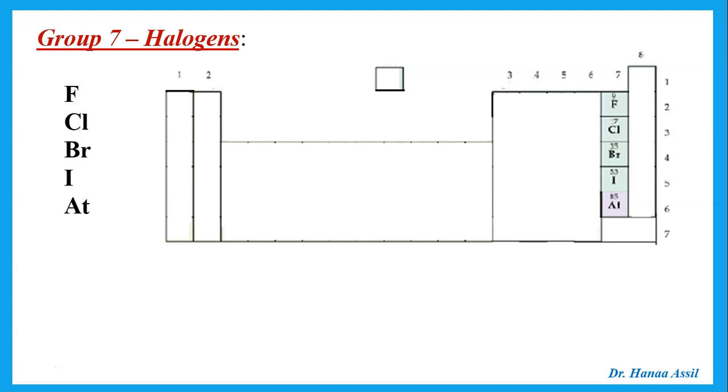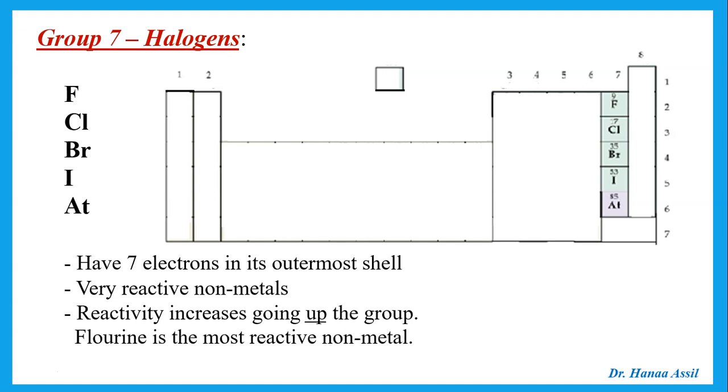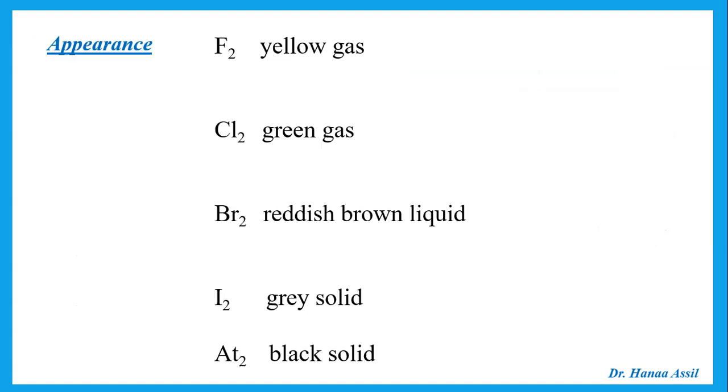What about group 7? Group 7 are called halogens. They have 7 electrons in their outermost shell. They are the most reactive non-metals. And remember that in group 7, the one up is more reactive. So the most reactive non-metal in the periodic table is fluorine.